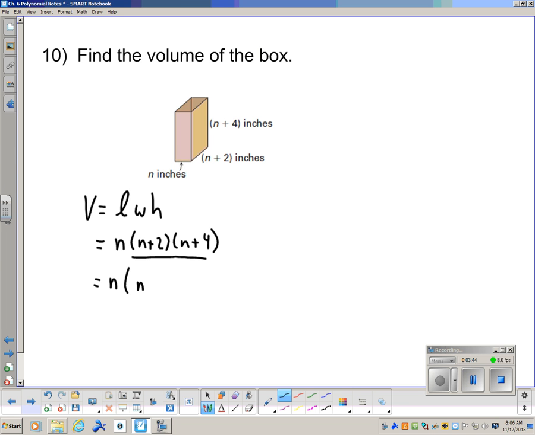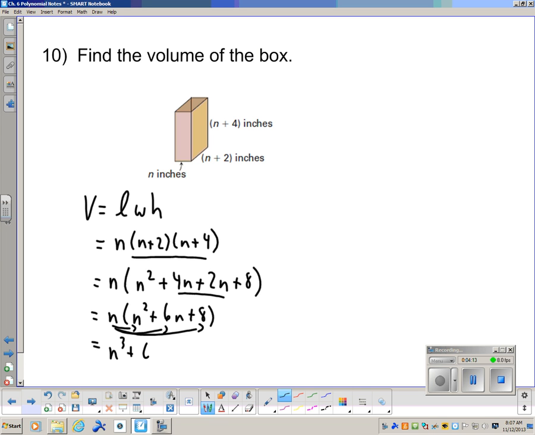First terms here, n times n is n squared. Outer terms, n times 4 here is 4n. Inner terms, 2 times n is 2n. And last terms, 2 times 4 here is 8. Combine those middle terms there. We get n squared plus 6n plus 8. Distribute the n through. We get n to the third plus 6n squared plus 8n. So there we have the volume of the box. Hopefully pretty simple for you. N to the third plus 6n squared plus 8n.